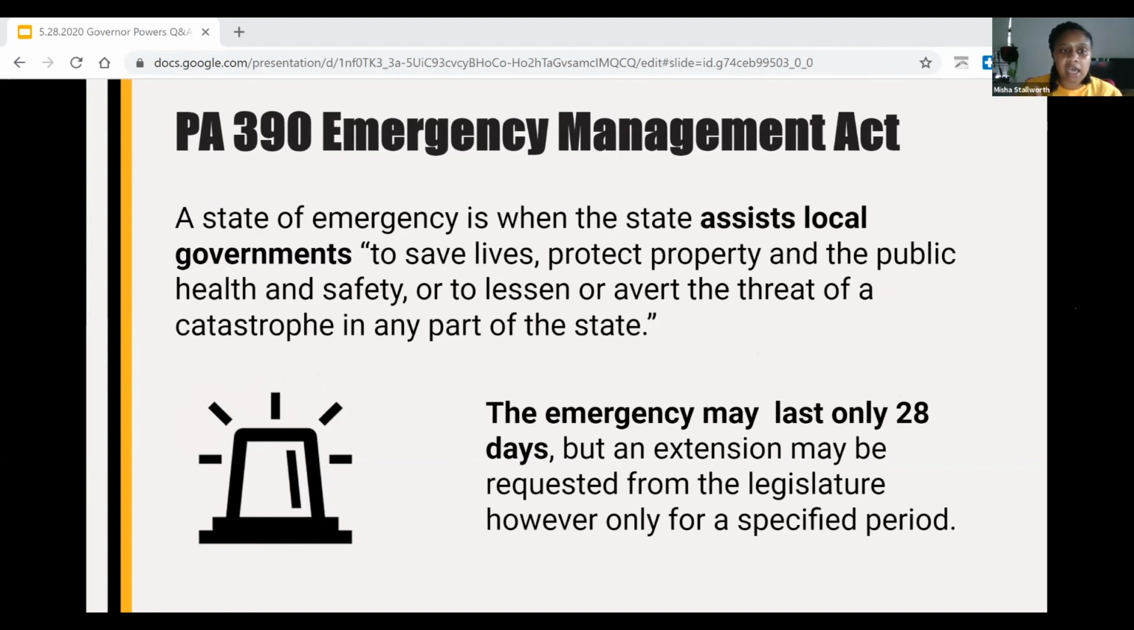Now, within this law, an emergency may last only 28 days, but an extension can be requested from the legislature for a specific period of time. And there's not a restriction on how many extensions are requested from the legislature, just that they are time bound, and that after that initial 28 days, you do have to continue requesting those extensions. So if you've been following the news and if you've heard about those extensions, and about the relationship and the work between the governor's office and the legislature, this is part of what's going on there.